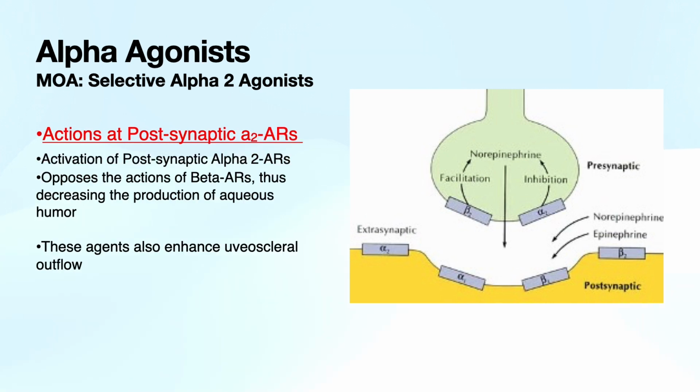And the story doesn't stop here. Its action also happens on the postsynaptic alpha 2 adrenergic receptors, and by activating these receptors, it will actually oppose the actions of the beta receptors, and therefore decrease the productions of aqueous humors. Now, these agents also have activities to enhance uveoscleral outflow.